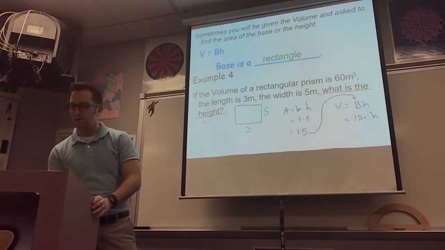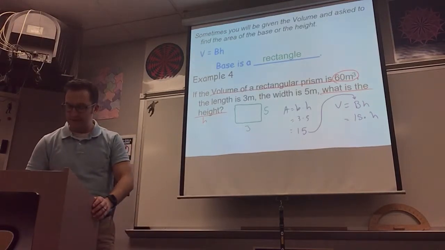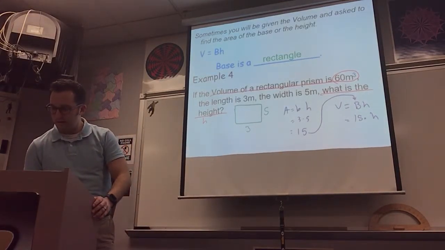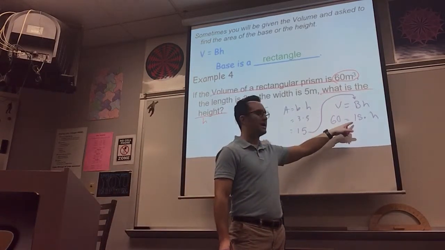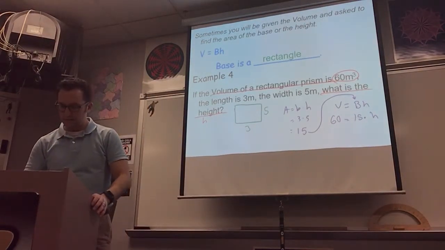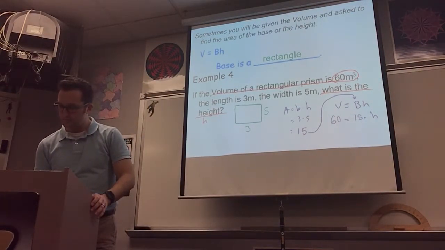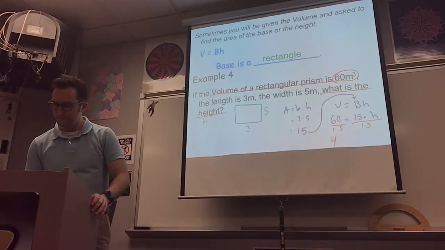What are we given? Volume is 60, which means that I can plug in for v. This is a simple, and I say simple, one-step equation. Why is this a simple one-step equation? Just divide it. Exactly. And it's 4. 4 what? Meters. 4 meters.